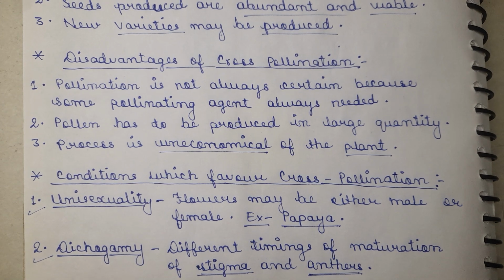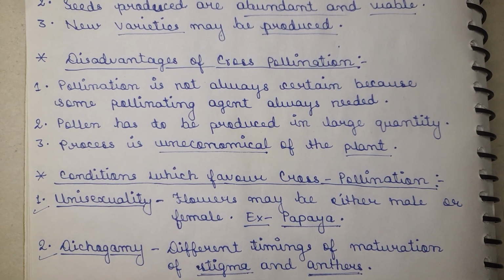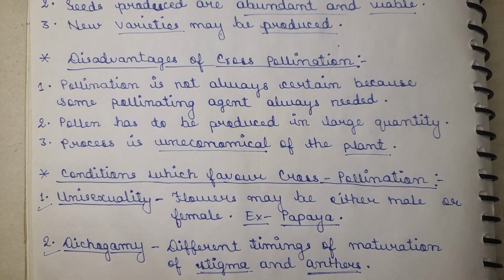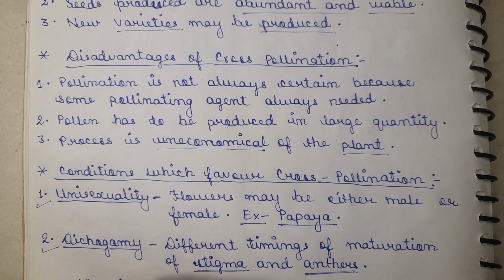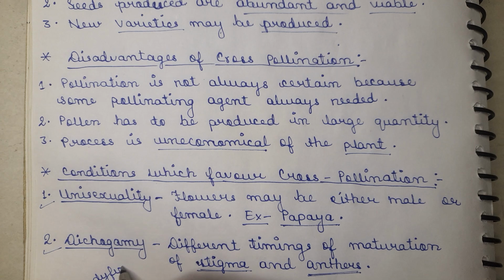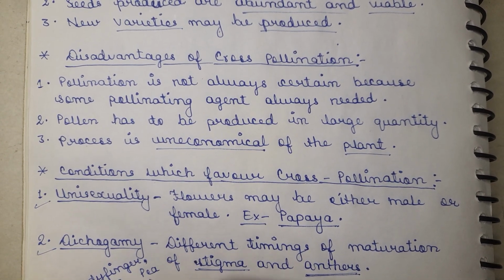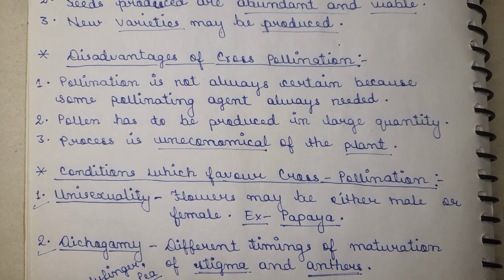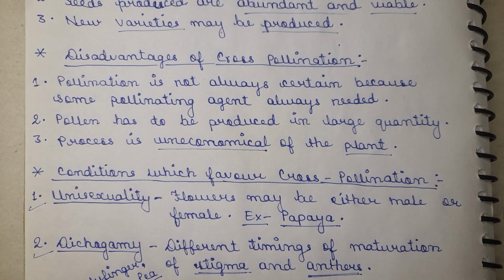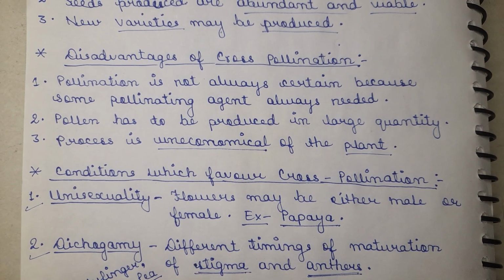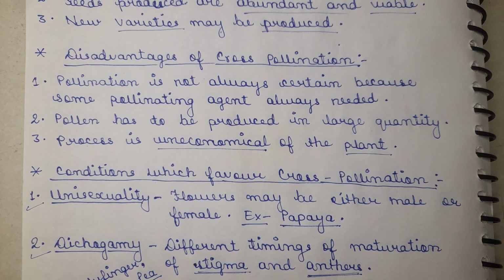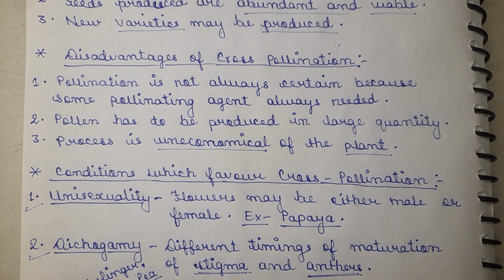When the anther of a flower matures first, this is known by the term protandry. For example, take vegetables like ladyfinger, or another vegetable, pea. These are the best examples for protandry. That means in these plants, the anthers of the flowers mature before the stigma.